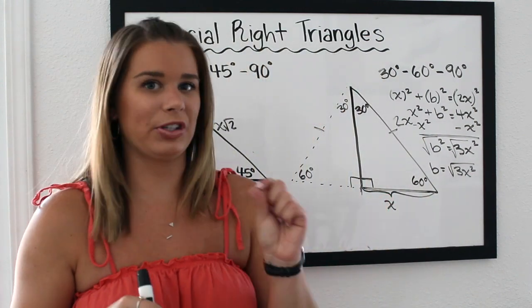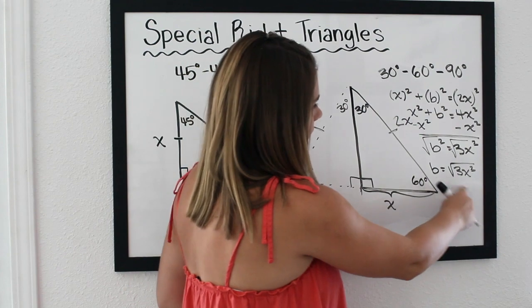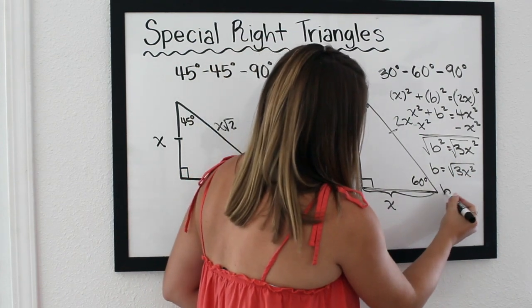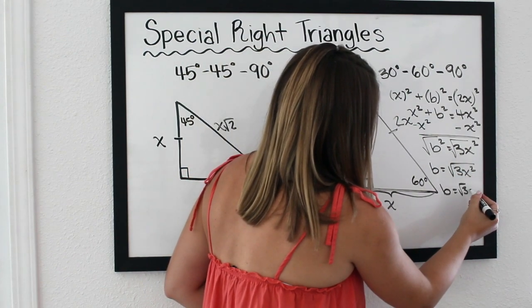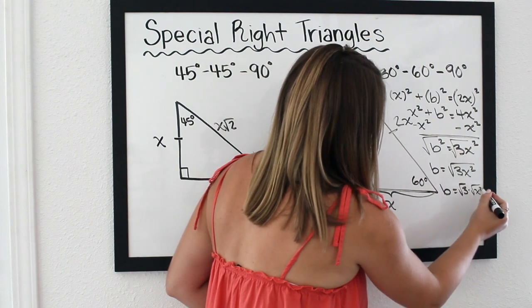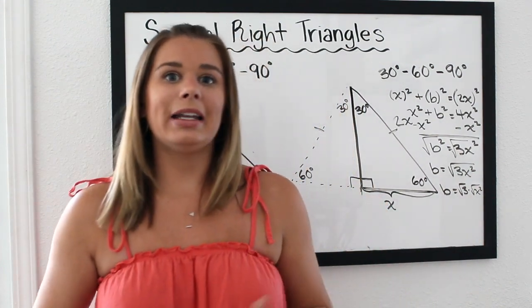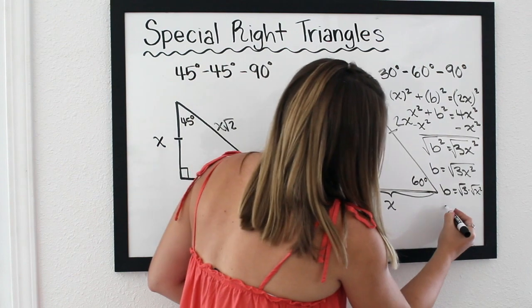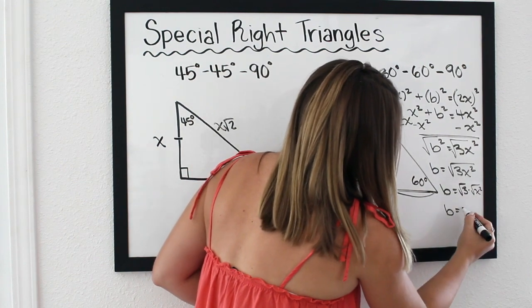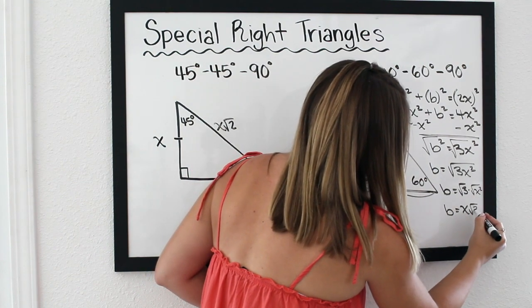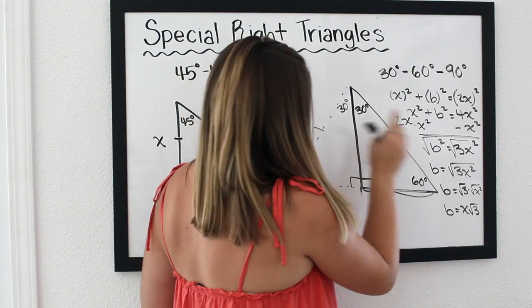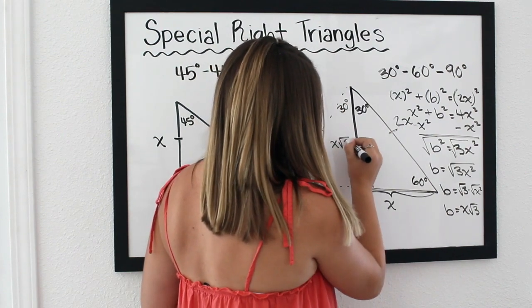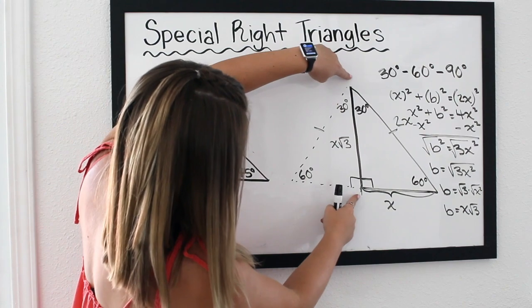Now we need to clean that up just a little bit. We have that rule that we can apply here. So b equals the square root of 3 times the square root of x squared. A square root undoes a square. So I'm left with b equals x root 3. So x root 3 would be the length of this guy.